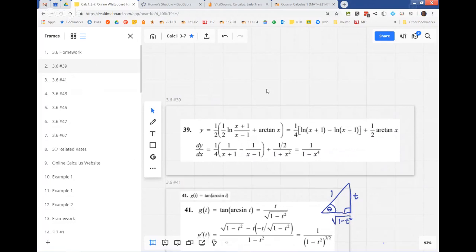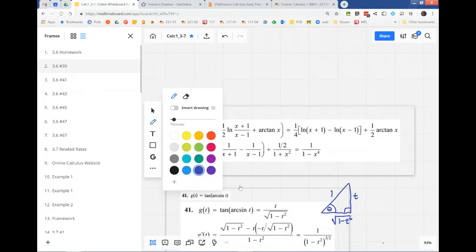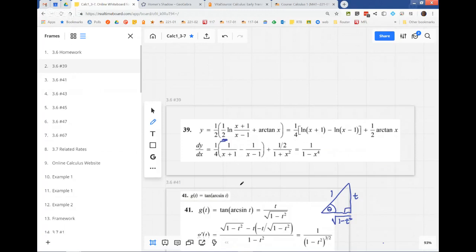So first of all, what you're looking at here is the problem, that beginning part: 1/2 times parentheses 1/2 times the natural log of (x plus 1 over x minus 1) plus the arctangent of x. That's the problem. And quite a bit of algebra can be done before you take a derivative. So this 1/2 right here can be pulled outside, making it 1/2 times 1/2, which is 1/4.